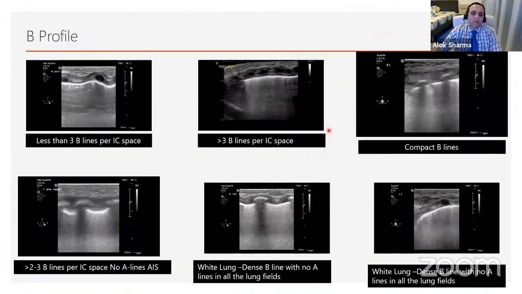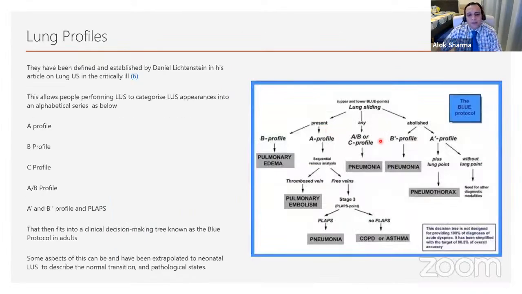So if I just take you back to the blue protocol, this is the blue protocol. If you're trying to determine what pathology there is, the first thing you have to look at is the pleura, define it: what features, sliding, no sliding. If you have an A profile with lung sliding, this could be normal. But there are some A profiles where, if you look at the back at the PLAPS point, you can see what looks like a B profile, which would indicate a pneumonia. If you have abolished lung sliding, then you have an A dash profile, which indicates a pneumothorax. Obviously, if you don't have a lung point, that's a massive tension pneumothorax. So he's basically used this classification to give you a clinical classification for diagnosis in adults. I will be providing you a similar classification for neonates as we go forwards.